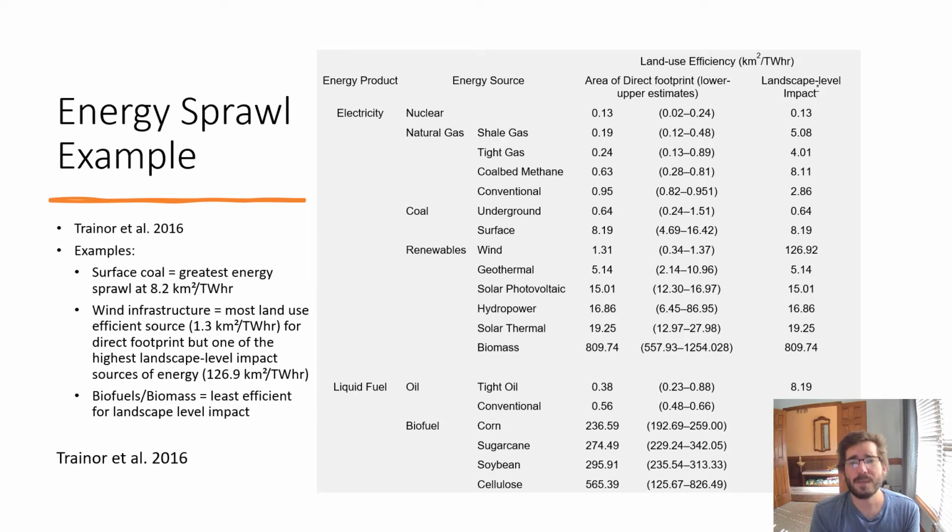The direct footprint in this case, as described by Traynor, is the area cleared for use of the energy source. The total area, or the landscape level impact, includes all spacing requirements and land necessary for each. In this case, the greatest energy sprawl is from surface coal at 8.2 square kilometers per terawatt hour and non-renewable energy sources, with wind infrastructure being the most land use efficient source of renewable energy in terms of direct footprint, but also one of the highest landscape level impact sources of energy due to regulations and limitations on the land, second only to biofuels and biomass from crop production.